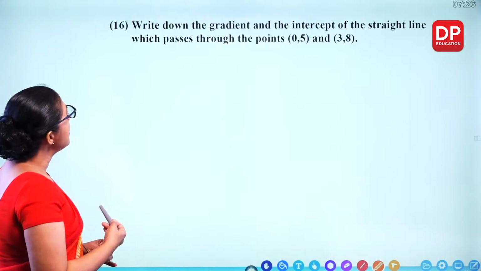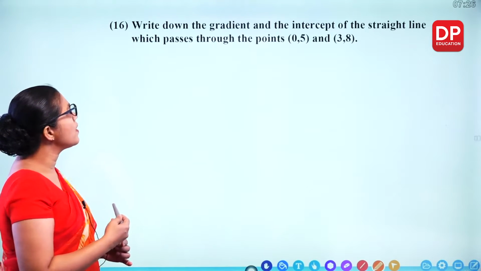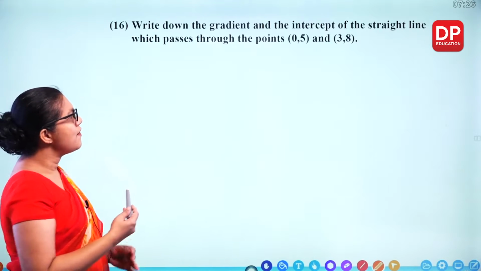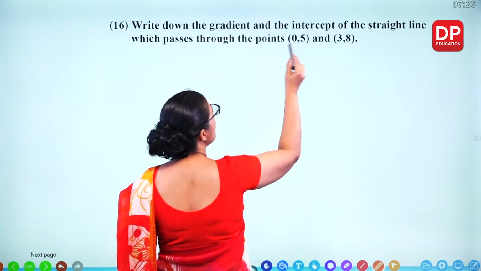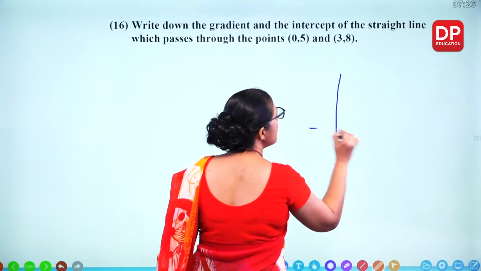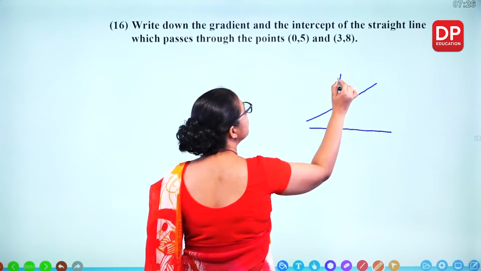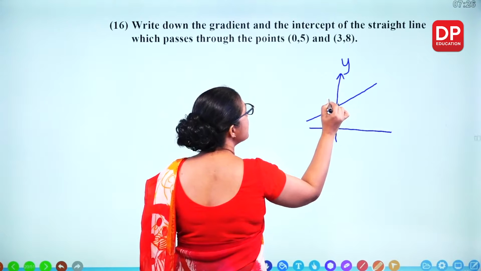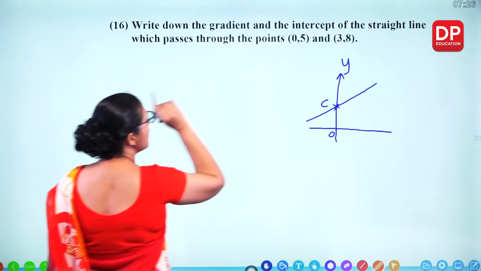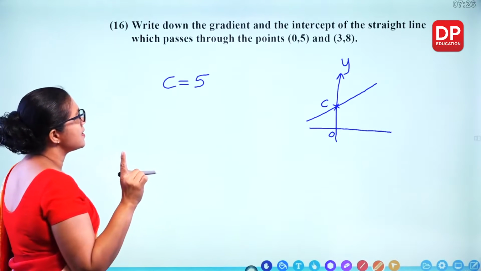Question number 16. Write down the gradient and the intercept of the straight line which passes through the points (0, 5) and (3, 8). Straight away we can identify the y-intercept: (0, 5). What does y-intercept mean? Where the line cuts the y-axis. So that's c, when x equals 0. So c is 5. That's the intercept.